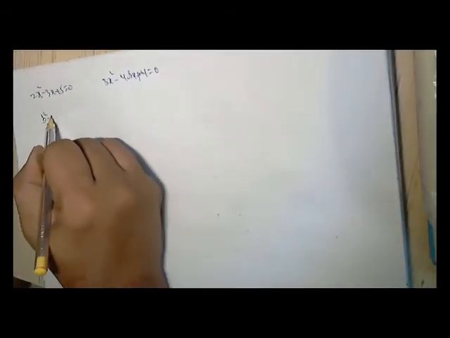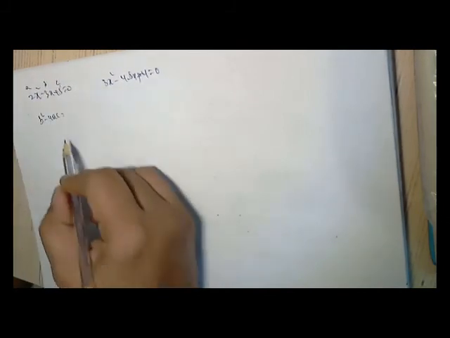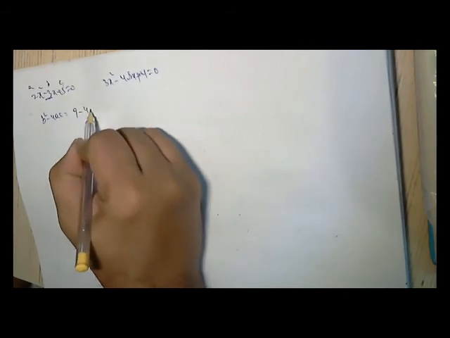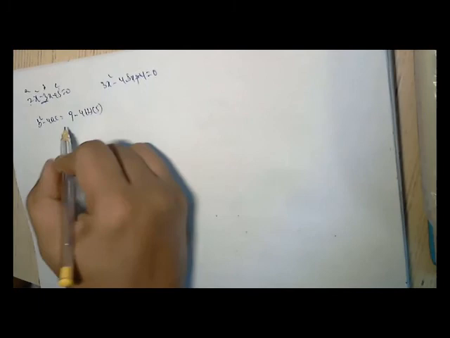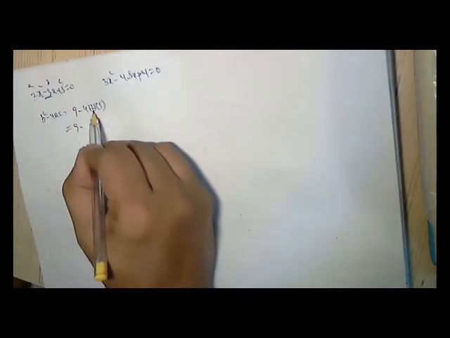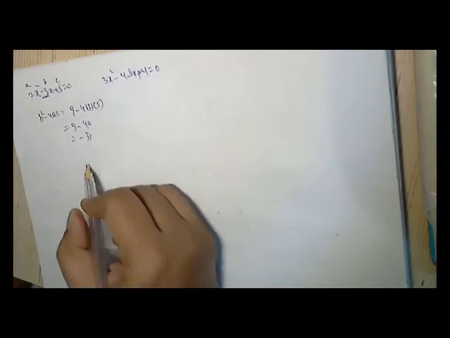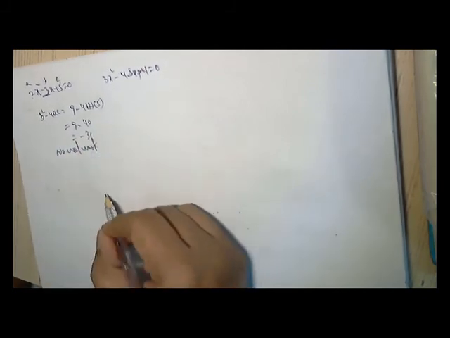b square minus 4ac. This is a, this is b, this is c. So b is minus 3. So minus 3 whole square is 9. Minus 4 into a, which is 2, into c, which is 5. So this is 9 minus 8 5s are 40. This is minus 31. That means there is no real root.